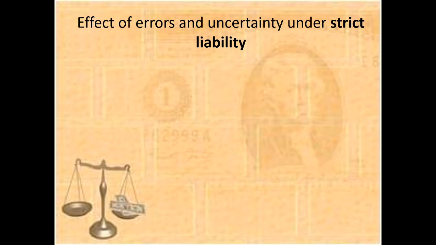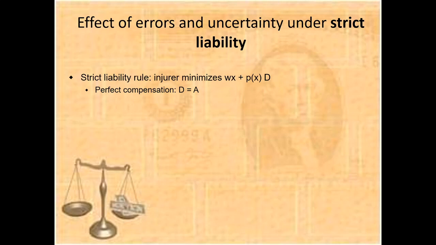Now let's talk about the effect of errors and uncertainty under strict liability. As I said, strict liability is better in the Coca-Cola case, but that doesn't mean it is always better in every case. So under a strict liability rule, the injurer minimizes Wx plus Pxd. This is what we have said, right? With perfect compensation, that is D equal to A, it leads the injurer to minimize social cost, which is Wx plus Pxa.